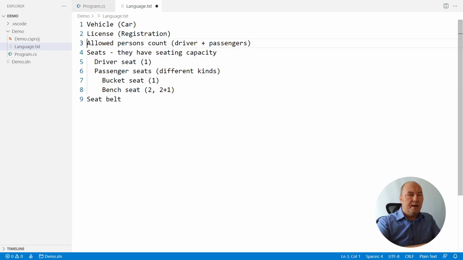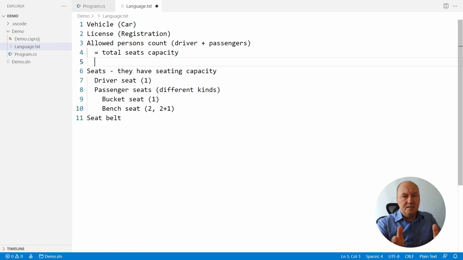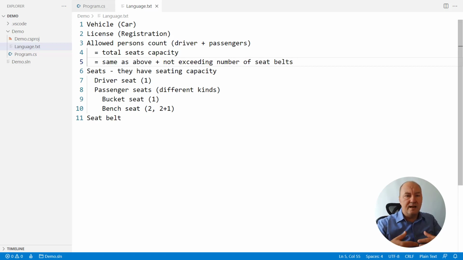Because, so we get back to the allowed persons count, which is an attribute of the license. It's just the total seats capacity, so it doesn't matter. But in some states, it does matter. You cannot register a car above the total number of seat belts because every person in a car must have a seat belt. So you figure out that there are 2 kinds of legislations. In one, you would just sum up the capacity of seats in a car. In the other legislation, you would cap that with the total number of seat belts. So you could have a seating capacity of 5, but only 4 seat belts, then the capacity is 4.